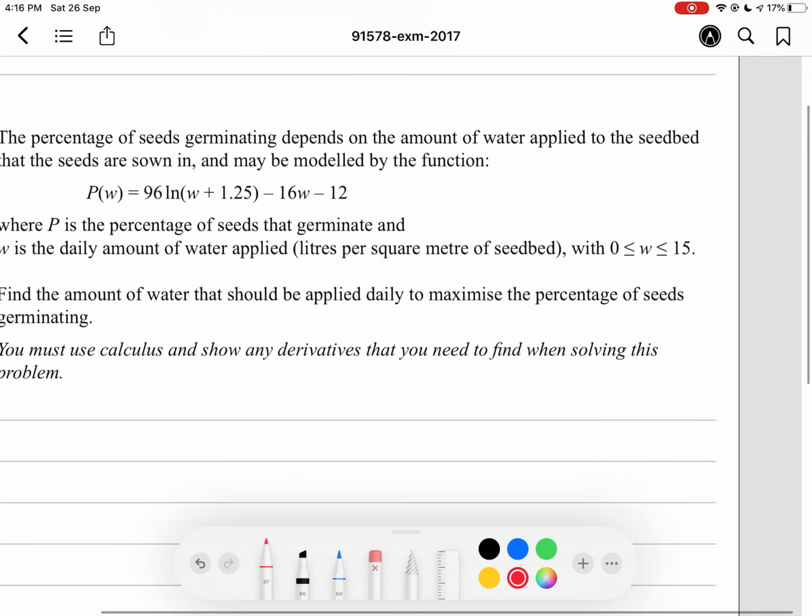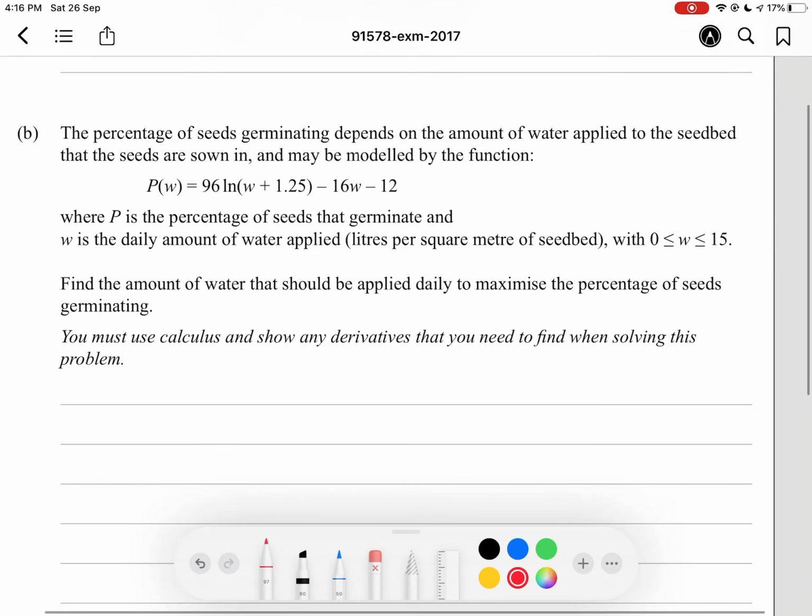Question B. The percentage of seeds germinating depends on the amount of water applied to the seedbed that the seed is sown in, and may be modeled by the function P of W equals 96 ln(W plus 1.25) minus 16W minus 12, where P is the percentage of seeds that germinate and W is the daily amount of water applied, in liters per square meter of seedbed, where W is between 0 and 15. Find the amount of water that should be applied to maximize the percentage of seeds germinating.